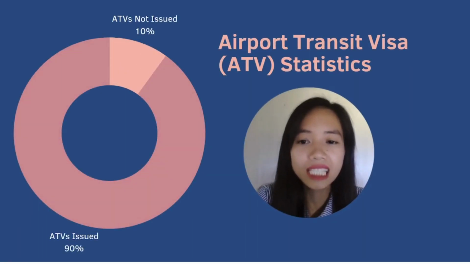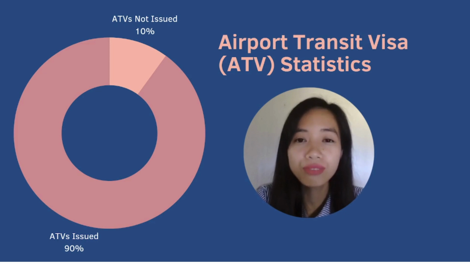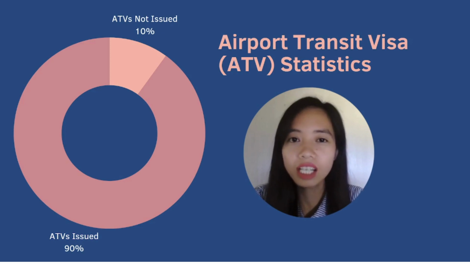Next, we have statistics for the airport transit visa, or what we call ATV. From the word itself, this kind of visa is issued at the airport for passengers who are passing through the country. An airport transit visa, or ATV, is a type of visa that allows a traveler to pass through the international transit area of an airport without entering the territory of the country hosting the airport, while waiting for a connecting flight to a third country.